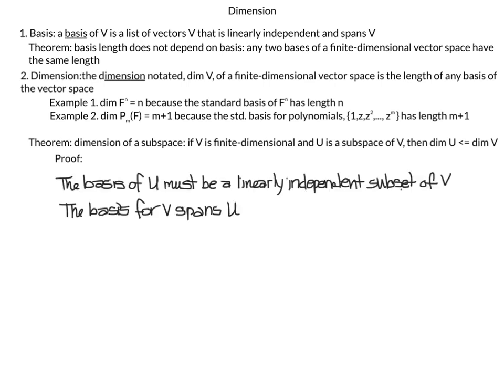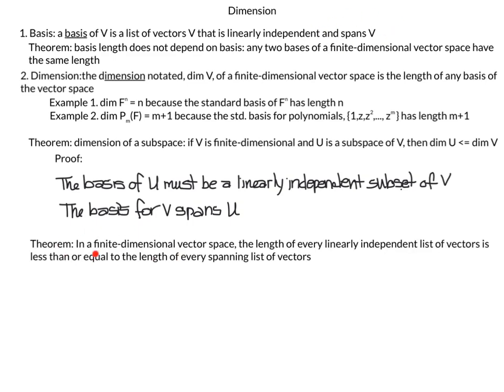The two facts we're going to use are, first, the basis of U must be linearly independent and it's a subset of V. We know it's linearly independent because that's one of the requirements for a basis. Second, the basis for V must span any subset of V, that is, it spans U. Again, that's also a requirement for the basis of V. Next, we're going to use this theorem. We had this in our video about linear independence. In a finite dimensional vector space, the length of every linearly independent list of vectors is less than or equal to the length of every spanning list of vectors.